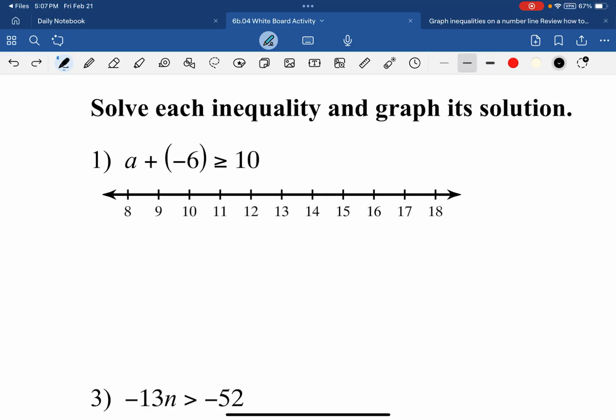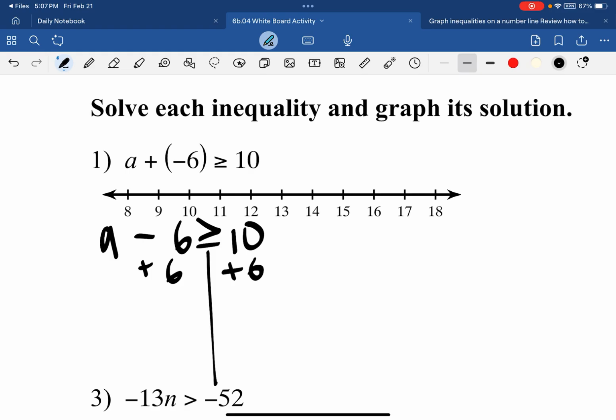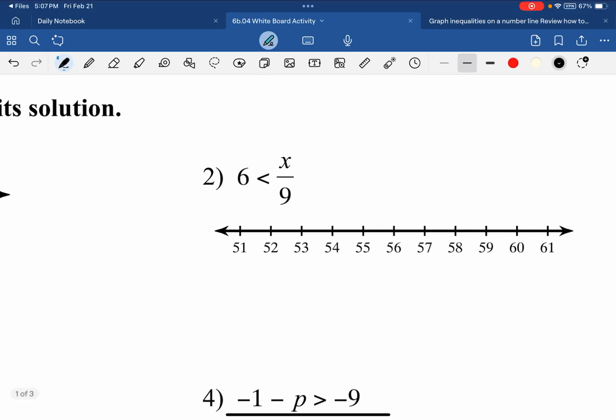I hope this helps. A plus negative 6 is greater than or equal to 10. This one, the plus and the minus together is the same as just saying subtraction. Okay, so add 6, A is greater than or equal to 16. And let's do another one.